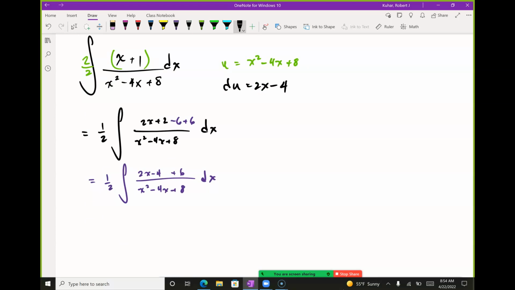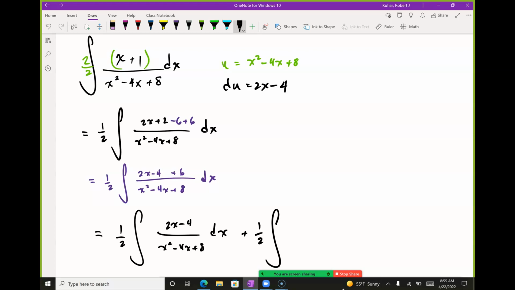So now I'm going to divide it. Excuse me, but so you add 0 to find 2x minus 4, right? Yep. Mm-hmm. So now I'm ready to divide and conquer. Should be pretty obvious. I have 1/2 of the integral of 2x minus 4 all over x squared minus 4x plus 8 dx plus 1/2 of the integral of 6 over x squared minus 4x plus 8 dx.